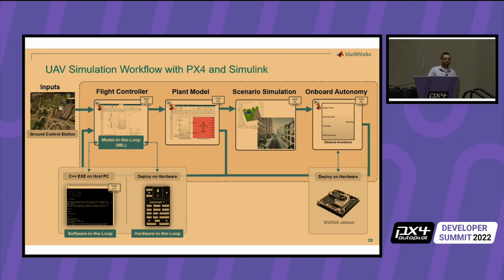As Mihir mentioned, this is the larger workflow. I'm going to start with going through model in the loop. This is where you have everything in Simulink itself. You haven't generated any code yet. You don't have the autopilot attached to your computer. Then we'll go into software in the loop. This is where we generate a C++ executable. We communicate via UDP to the executable. It's running on your host machine itself. But that's verifying that your model as C++ code does what you expect it to do.